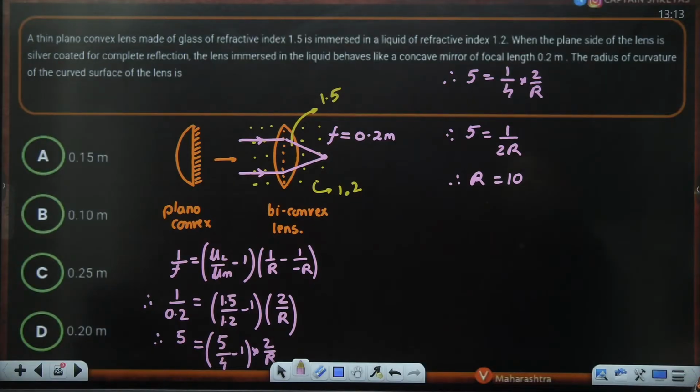The lens immersion in liquid, focal length 0.2 meters, the radius of curvature of the surface. Is it 0.10? For some reason, we have missed any decimal place. Just check it out.